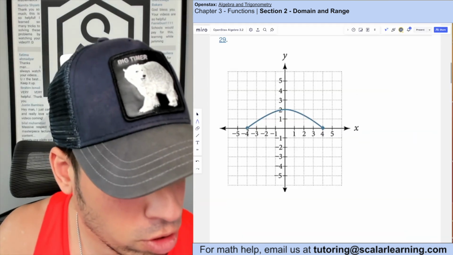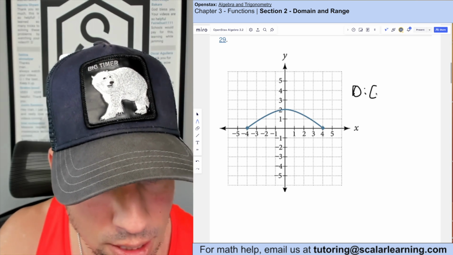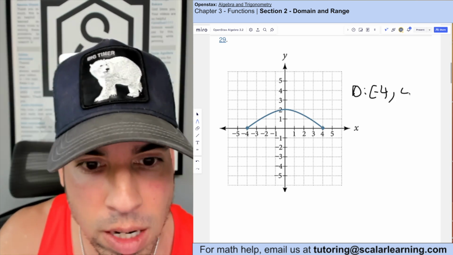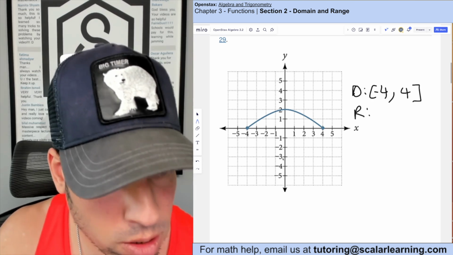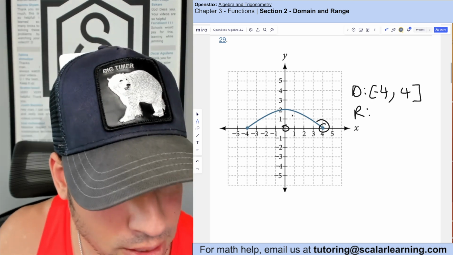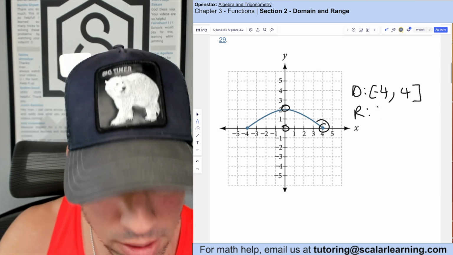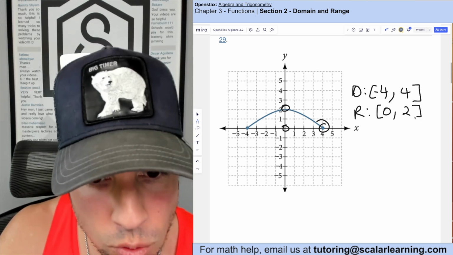Boom, done. For the domain here, we've got values starting back at -4 inclusive, right? So if we're talking about domain, we're starting at -4 with the square bracket, going all the way up to +4 with a square bracket. When we're talking about the range, now we're looking vertically. The lowest it goes is 0 on the y-axis, and the highest it goes is 2 on the y-axis. So I'd say the range includes 0 up through 2 inclusive.